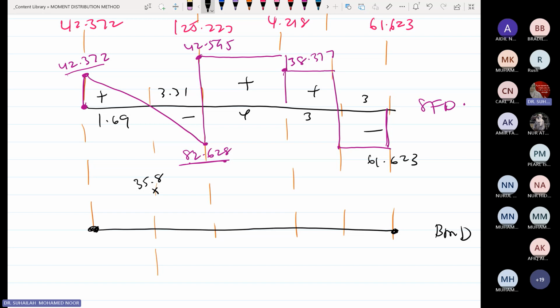Minus area tu 3.31 and 82.628. Negative 100, madam. Negative 100. Ya, 106.41 tu kan? Ya. Okay, point kat sini lah. Let's say sini ya. Sini 100. Sini positif kan? Sini negatif. 641. Okay, then plus dengan 42.595 kali dengan 4.